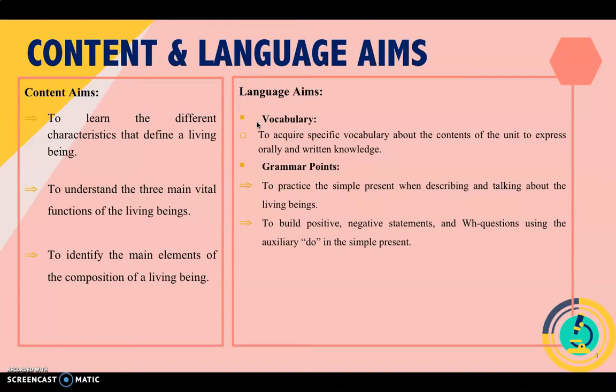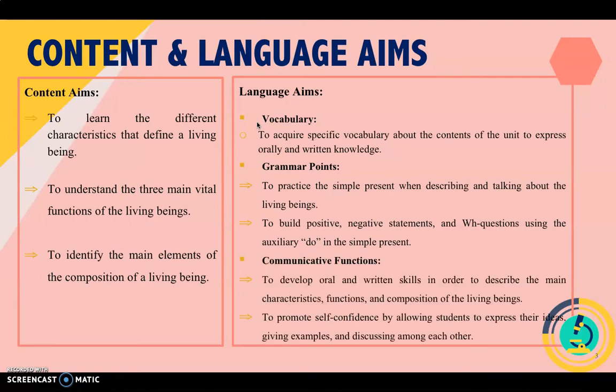Also, students will be able to practice the simple present when describing and talking about living beings, and they will be able to build positive, negative statements and WH questions using the auxiliary do in the simple present. Also, students will develop oral and written skills in order to describe the main characteristics, functions, and compositions of living beings. And finally, they will promote self-confidence by allowing students to express their ideas, giving examples and discussing among each other.